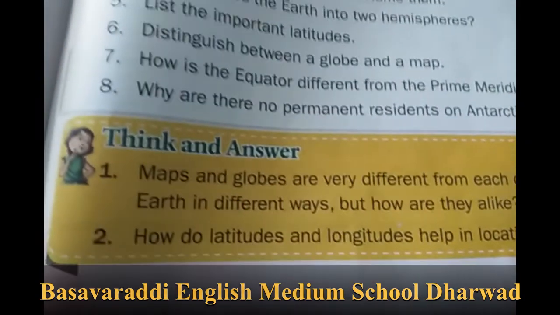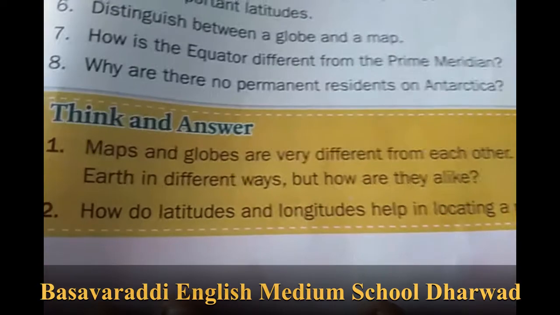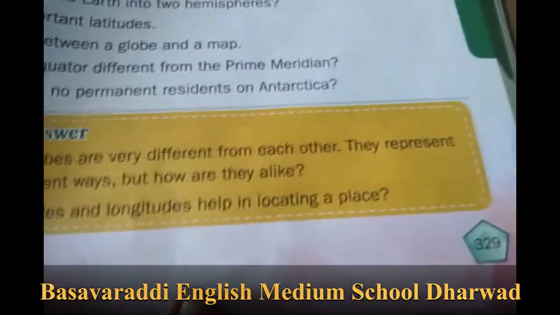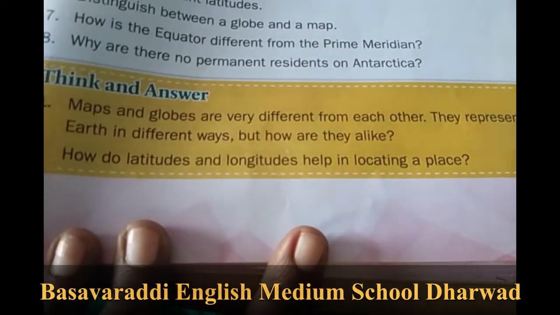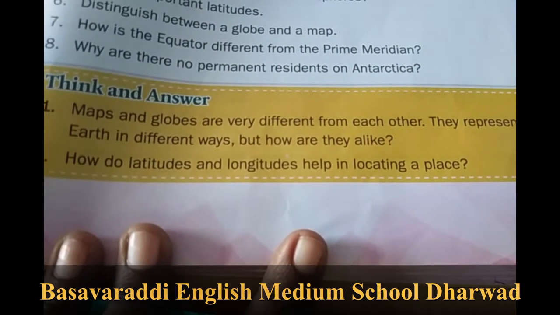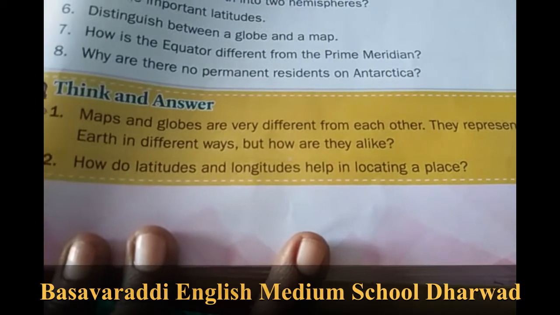Next, very important questions, children. In each and every lesson, think and answer questions are there, no? Very important. Let's discuss. Question number 1. Maps and globes are very different from each other. They represent Earth in different ways. But how are they alike?